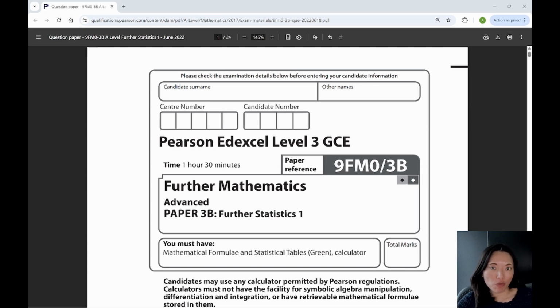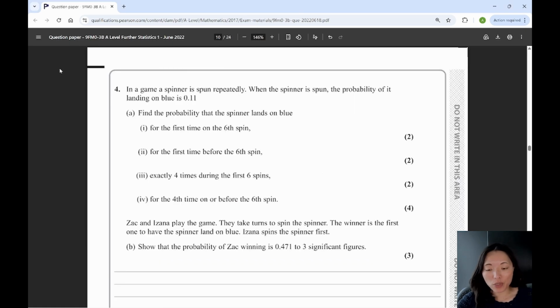We're now going to look at question 4 from the 2022 A-Level Further Statistics paper. In this question, we are told that in a game, a spinner is spun repeatedly. And when a spinner is spun, the probability of it landing on blue is 0.11. We are asked to find the probability of a few events.